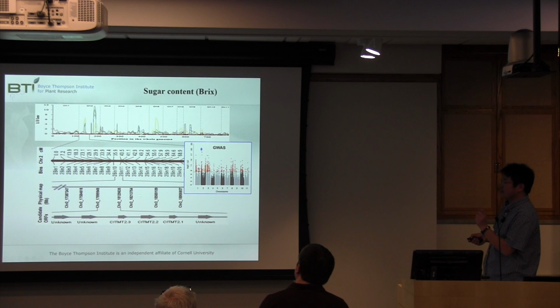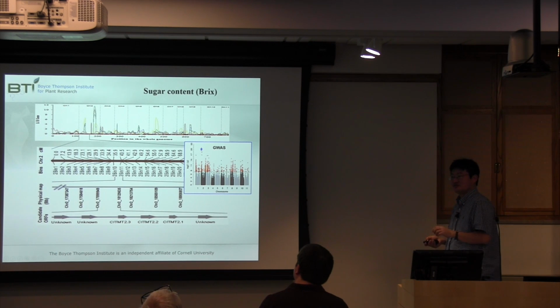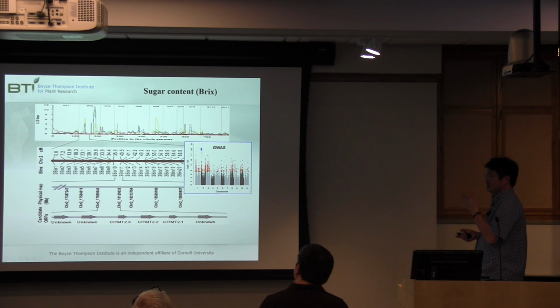We mapped it to a very narrow region between these two markers. Within this region, we found a large cluster of transmembrane sugar transporters. When we did comparative analysis, the melon sugar QTL also contains transmembrane sugar transporters. We did some functional analysis, and it turns out that one of them indeed can transport sugars.